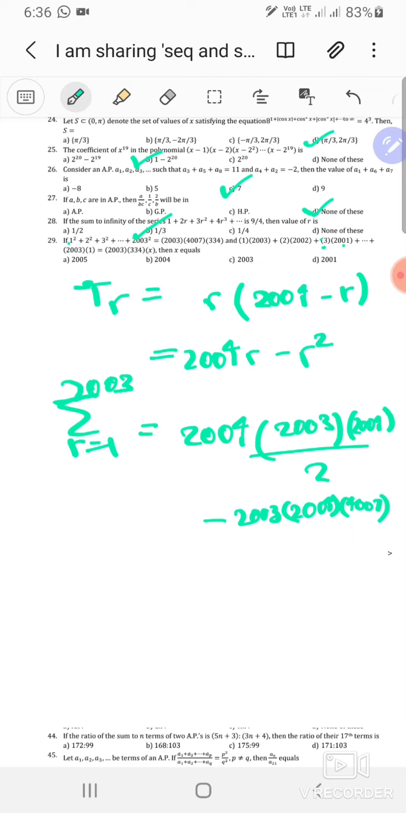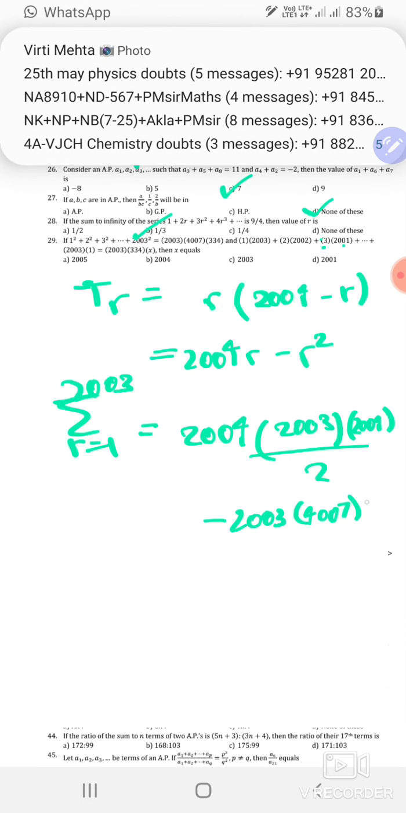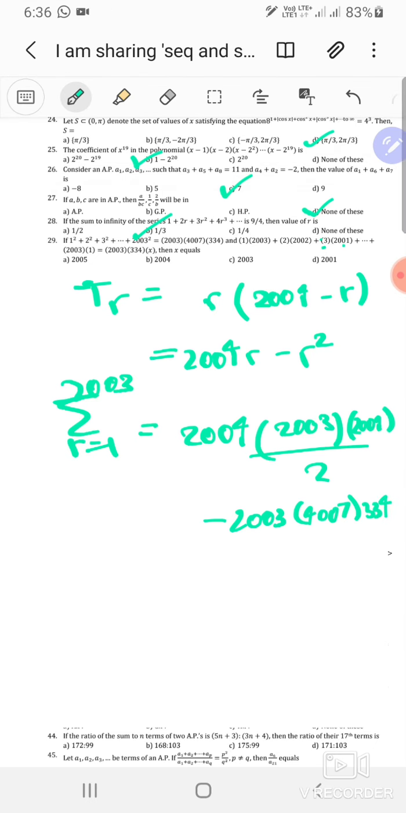Why did they give us this information? I don't know. Fine. So 2003, 2004, 4007. Yeah, fine. In fact, they just made our work easy. So that's like just 2003, 4007, and in fact 2004 upon 6, that has to be 334 in that case. Okay, fine, it's correct.